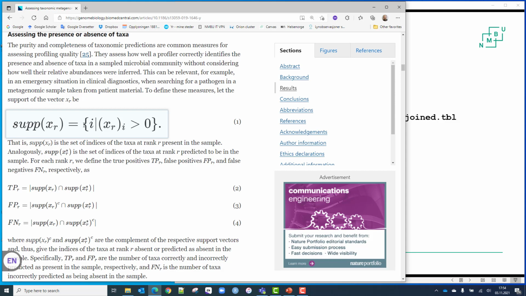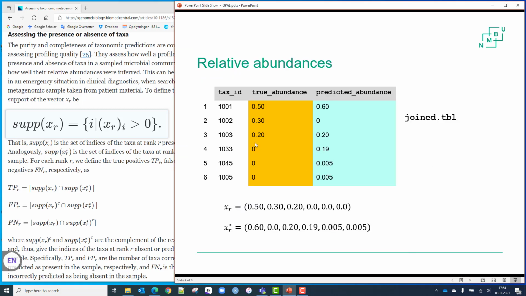Let me read out loud. The set of indexes I such that the abundance number I is larger than 0. That's what this expression says. And notice the threshold 0 here, right? The indexes I such that the abundance is larger than 0. If we go back to our small example, what does the support for this vector look like and the support for this vector look like?